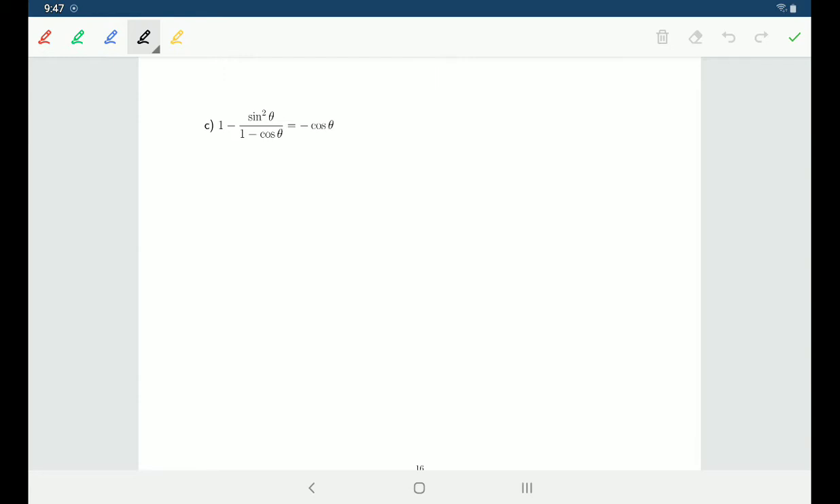For the last part of this lecture, we're just going to do a bunch more examples of establishing trig identities. And this one, again, just like the one that I ended the last video with, I'm going to do in a couple of different ways.